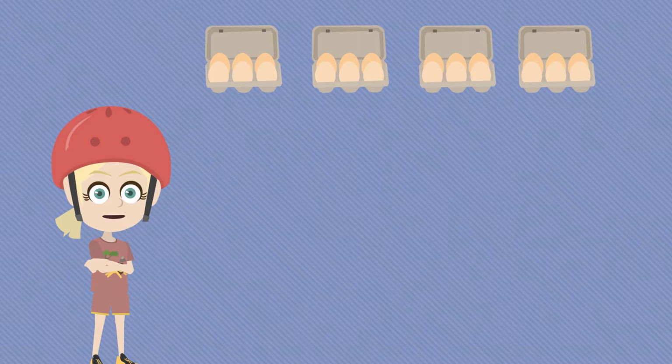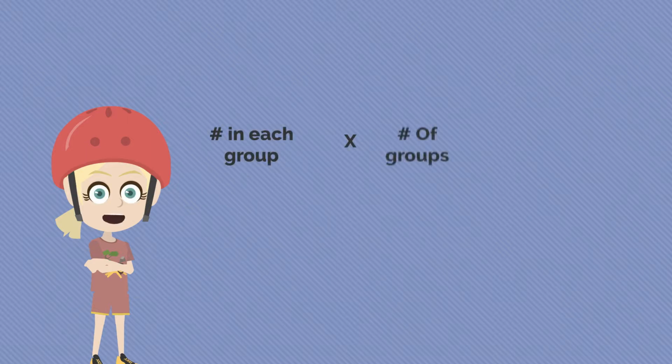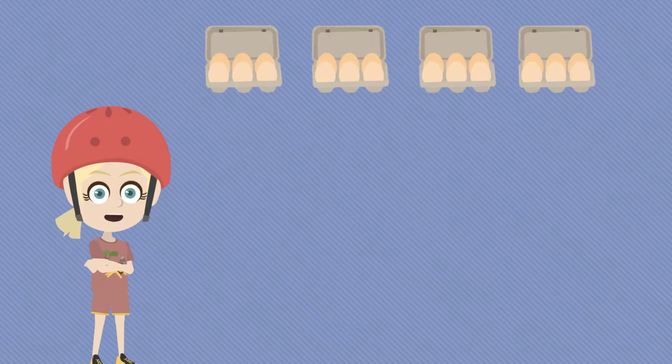Suppose that you want to find the number of eggs here. You can write a multiplication equation. Remember, to write a multiplication equation, you first have to find the number in each group times the number of groups. So here we have 6 eggs in each group times the number of groups, which is 4. So my multiplication equation is 6 times 4.